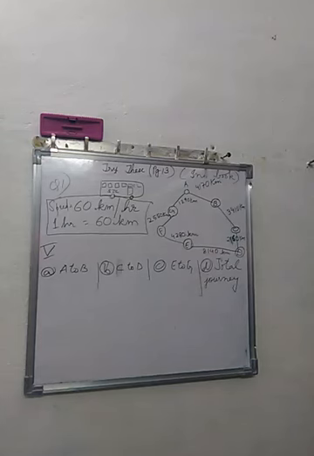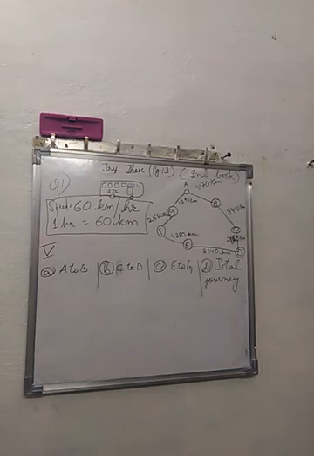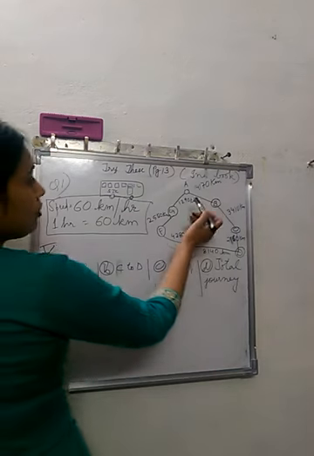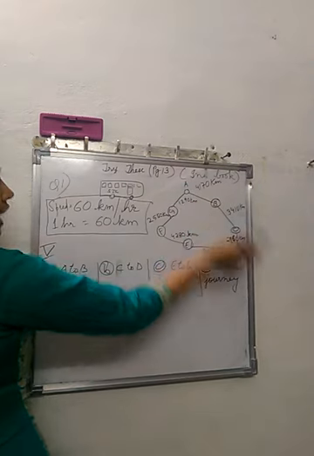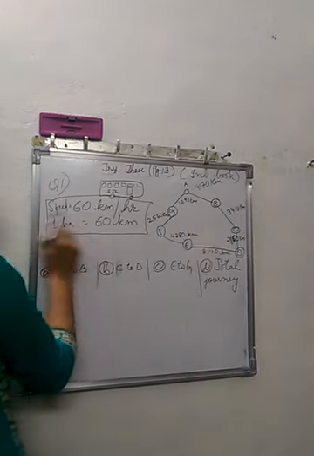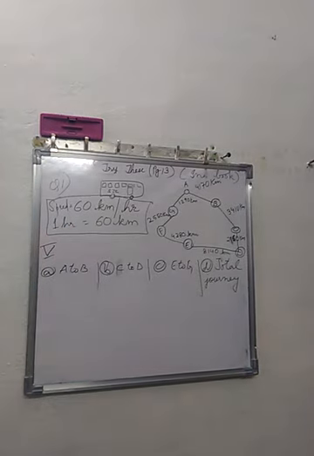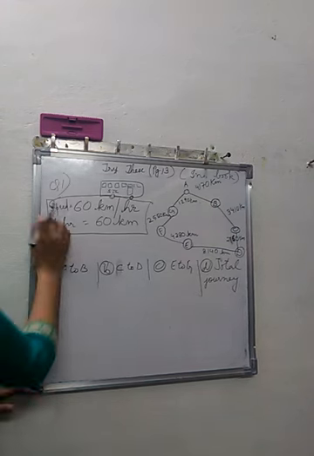Now the fifth part says find the time taken by the bus to reach from point A to point B. So this is something new for us, that is finding out the time taken by the bus to reach from A to B. That depends on the speed of the bus. The time taken by the bus depends on the speed of the bus.